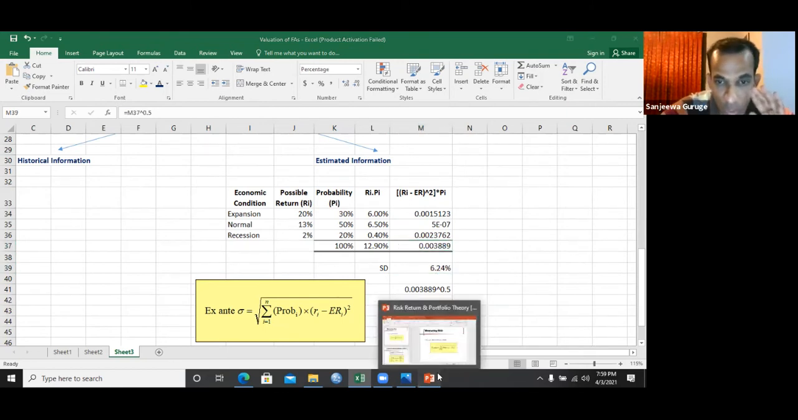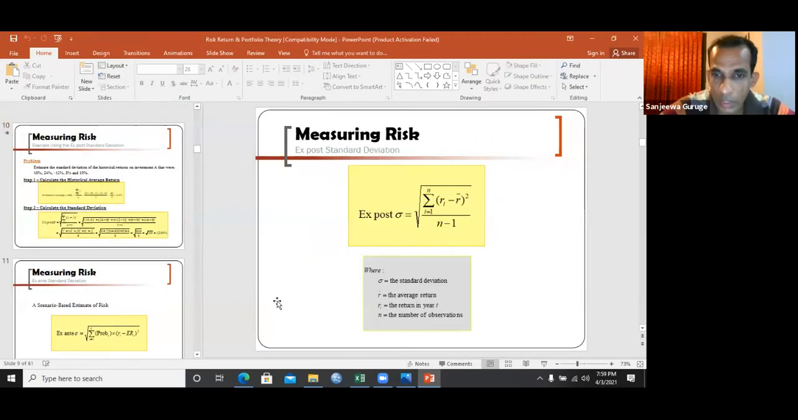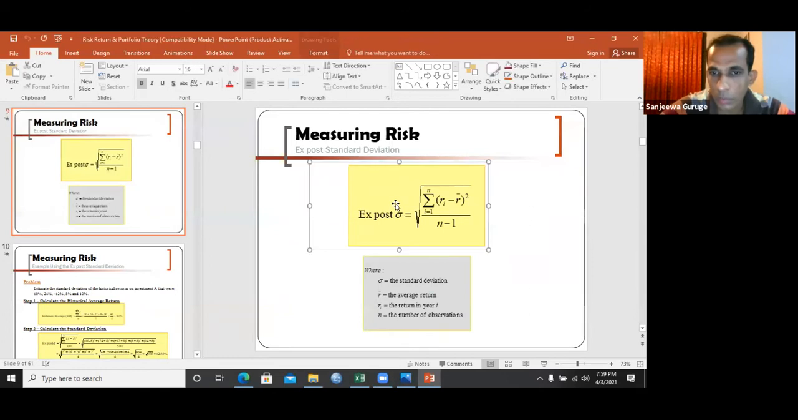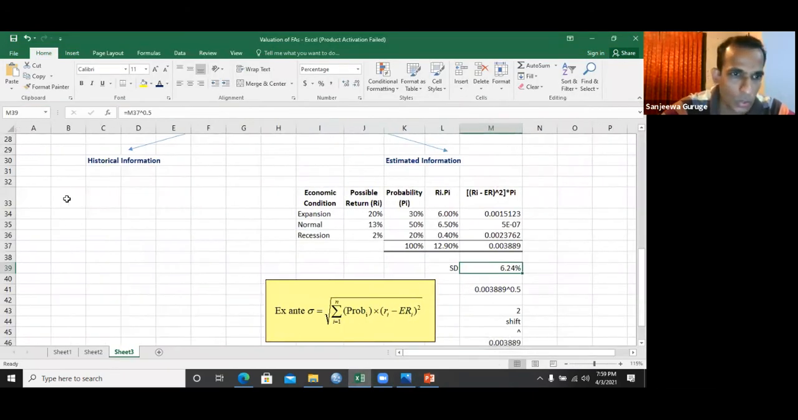This is using estimated data. If we use historical data, this is the formula. This is what we do when we use historical data.